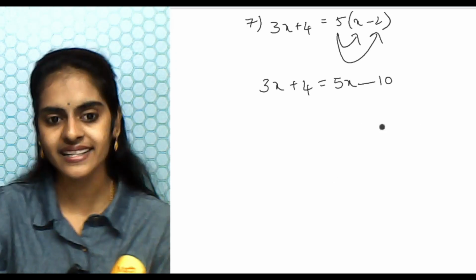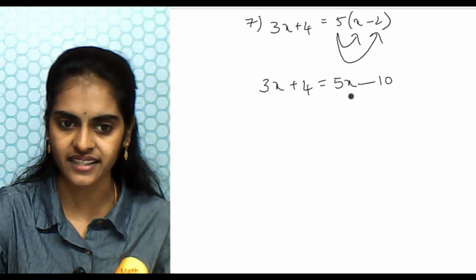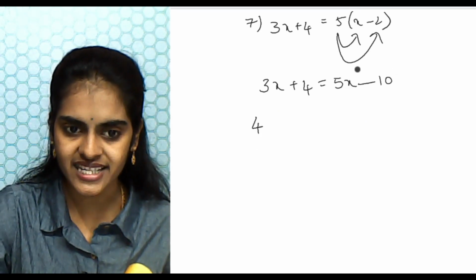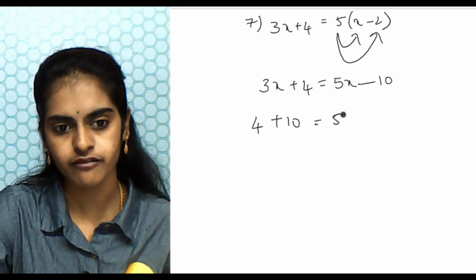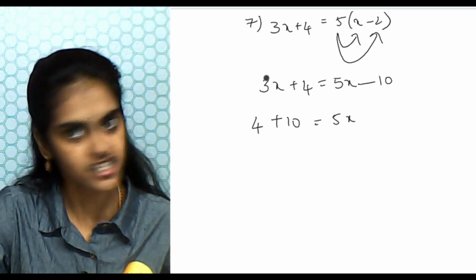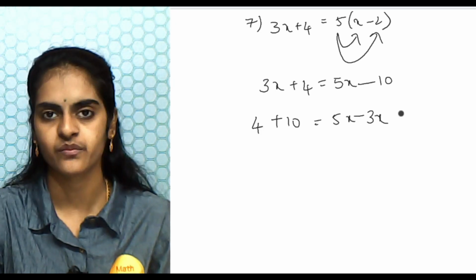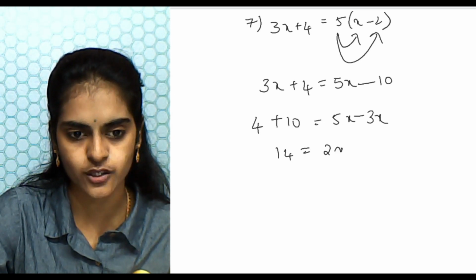Clear? Now again the same thing. Here you can see 5x is bigger. So let me send this 3x to the other side. So I have 4 here. Let me write 4 here. This minus 10 I'll bring to this side, so it becomes plus 10 is equal to 5x. This 3x is positive, isn't it? So sending it to the other side becomes negative. Clear? So this is 14 is equal to 5x minus 3x is 2x.